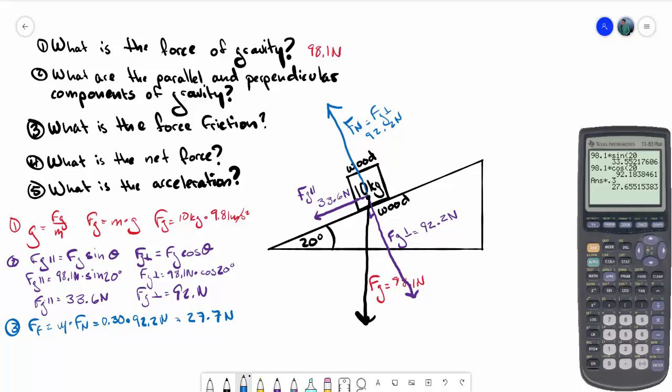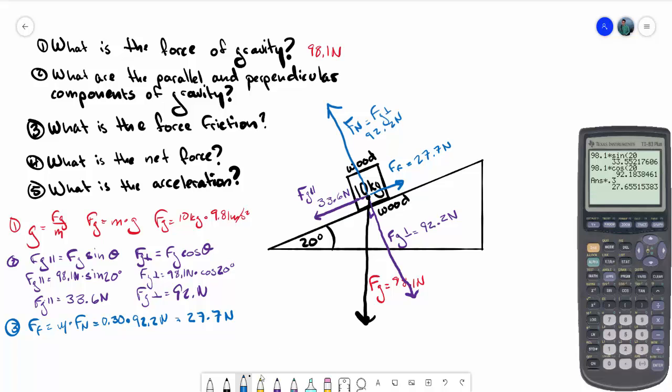So it looks like this. Notice this arrow is smaller than this one. That is intentional because the value is smaller than the force of gravity parallel. So the value of force friction, the one that's resisting the movement of this box, is equal to 27.7 newtons.